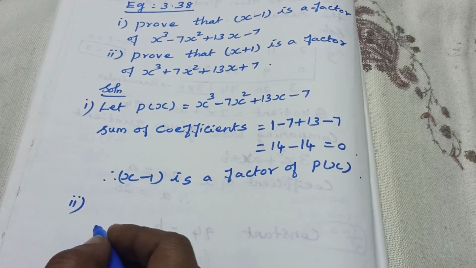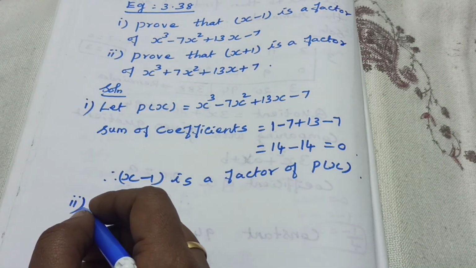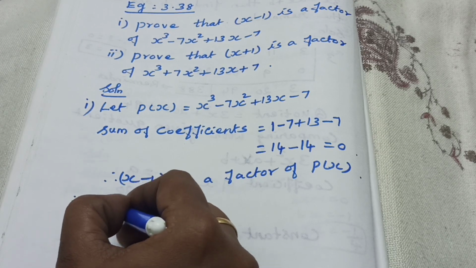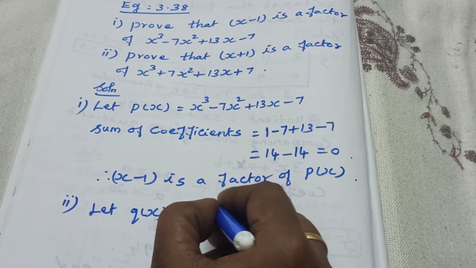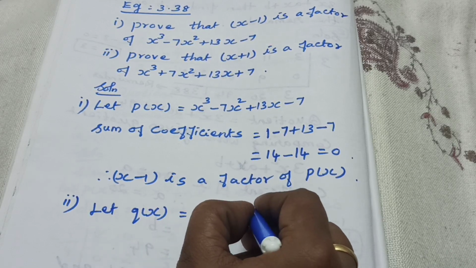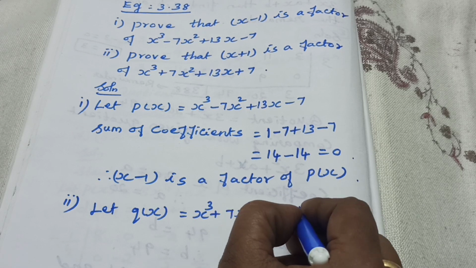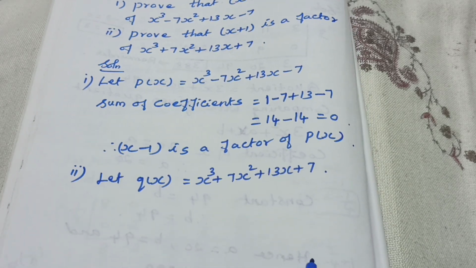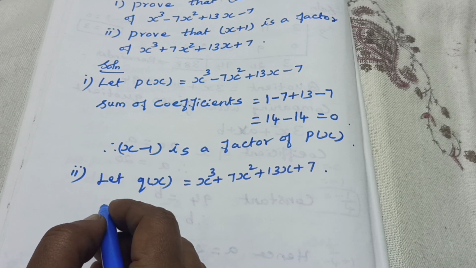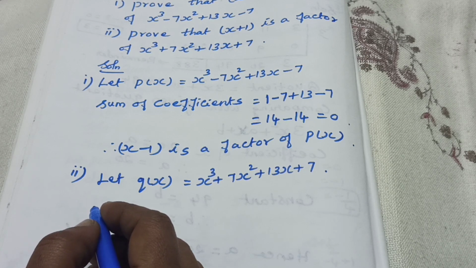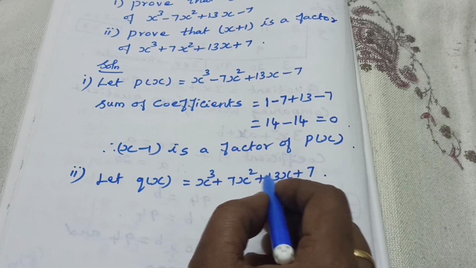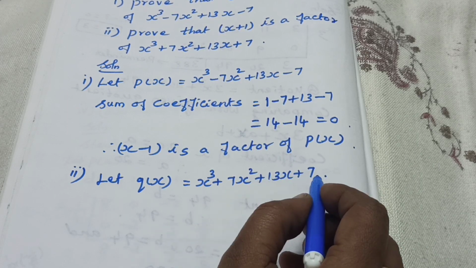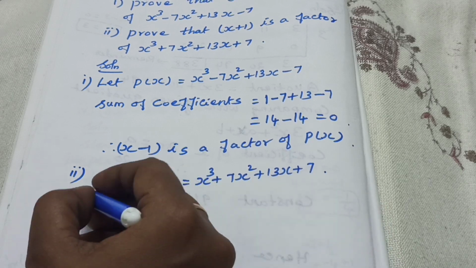Then prove that x plus 1 is a factor. What's the condition? First we take q of x equal to x cube plus 7x square plus 13x plus 7. Here the second condition says the sum of the coefficients of even power and constant term, these two terms, both we have to add.